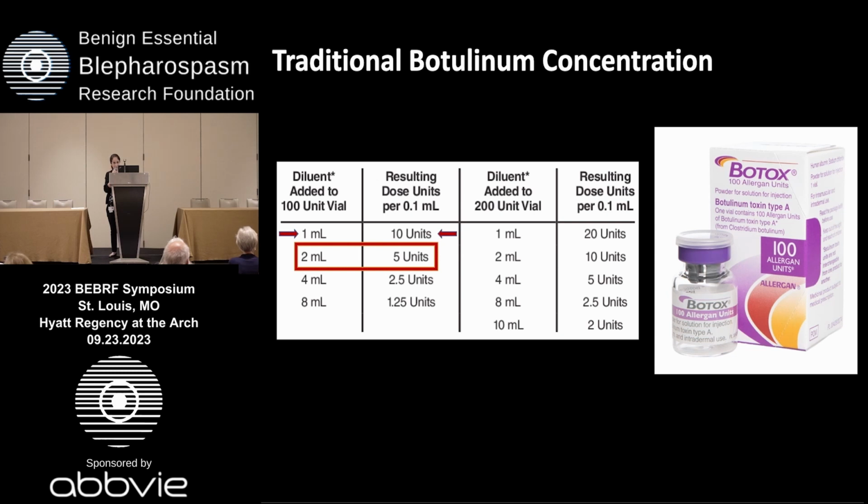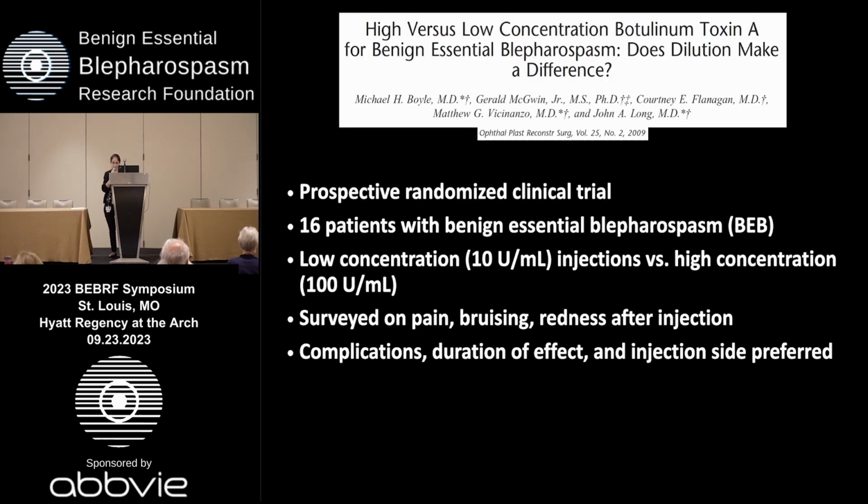So I'm just going to go through a couple studies that are out there on this topic. To be honest, there hasn't been a lot of research done on this in the oculoplastics literature. There is one study dating back to 2009 where the authors did a prospective randomized clinical trial that included 16 patients with blepharospasm. They used slightly different concentrations than we use in our practice. They defined low concentration as being 10 units for every milliliter injection, versus high concentration, which had 100 units per ml. For each patient, they injected one side with the high concentration dose and the other side with low concentration.